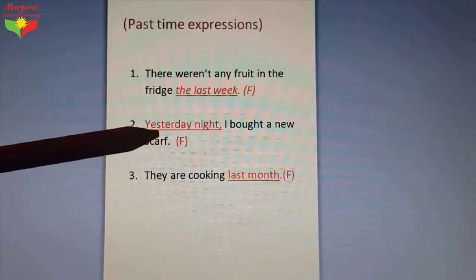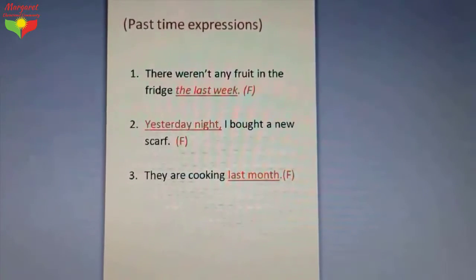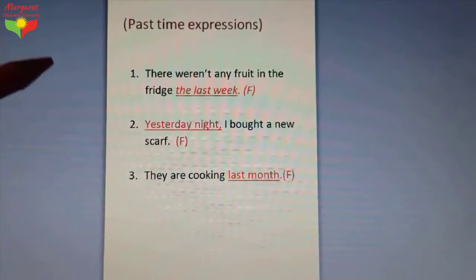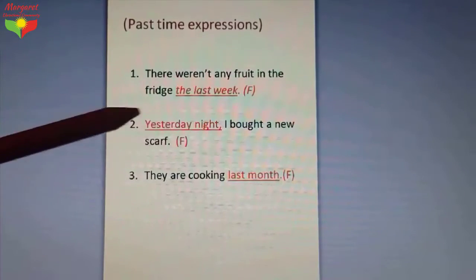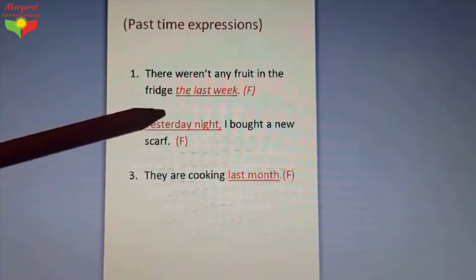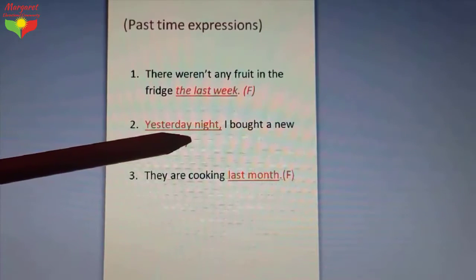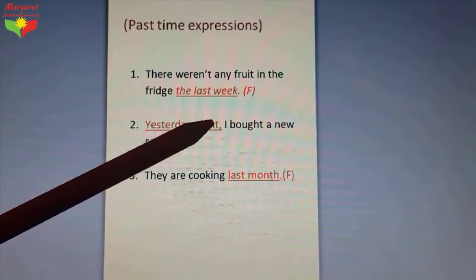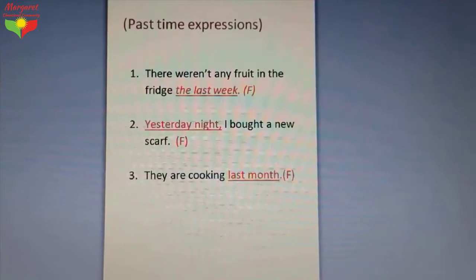So because I wrote yesterday, this sentence also will be false. If I ask you to correct it, you can correct it in this way. You can skip yesterday and put last night. It will be right at this time. Or you can avoid night and it will be: yesterday I bought a new scarf. At this time it will be correct.